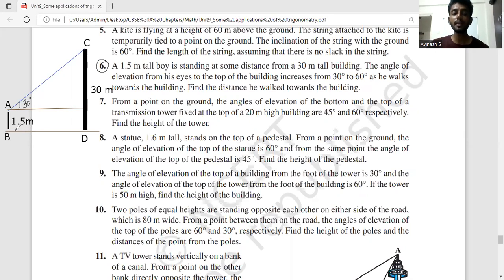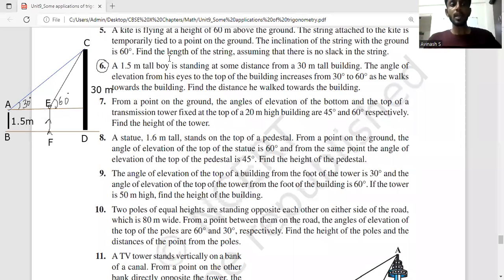Now, as the boy is approaching the building, so basically the boy is walking towards the building. The closer he goes to the building, so this is the second position of the boy. Let me draw like this. So this is the second position of the boy after walking some distance. Then the angle of elevation increases to 60 degree. Now the angle of elevation is 60 degree. And this is the next position of the boy. Maybe I can name it as EF. EF is the second position of the boy.